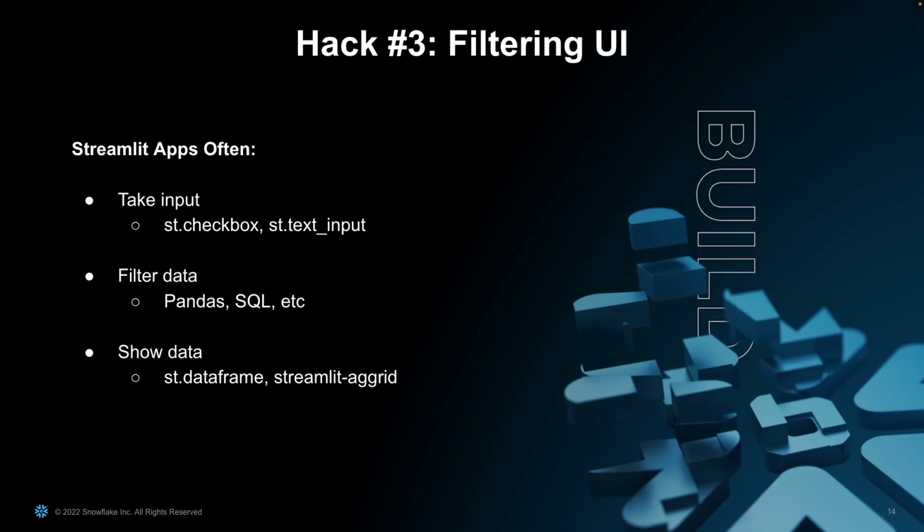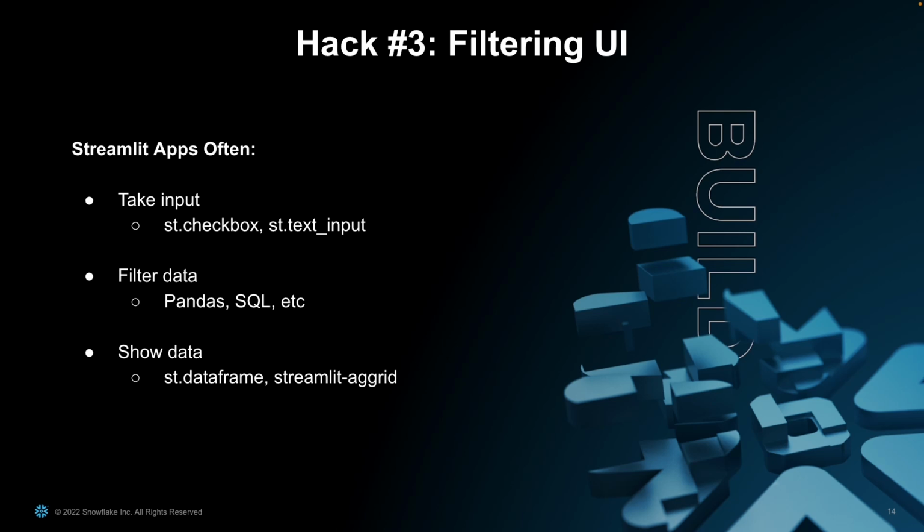So for hack number 3, we have this hack that we call the filtering UI. And this really comes from the experience of creating tons and tons of different Streamlit apps. As we've created more Streamlit apps, we notice that Streamlit apps often have 3 central components in the middle or very often at the end of their apps.